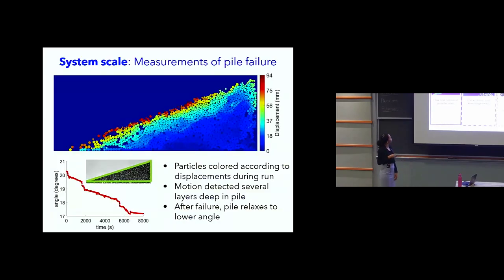So first, with our system scale, as I mentioned, during the experimental run, we track the position of each of the grains at each time step. That gives us information about how grains displace during the experimental run. Here's a run where we have a substantial surface flow. I call it an avalanche event that occurs during the experiment.